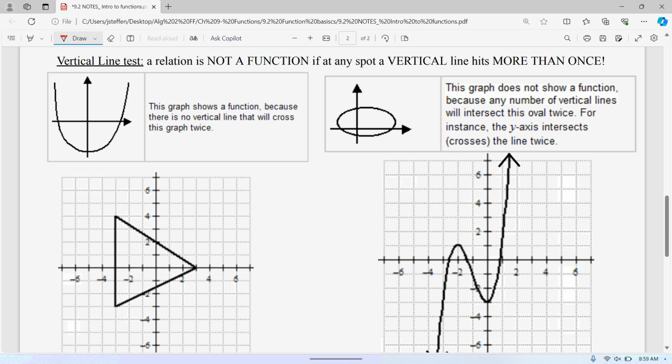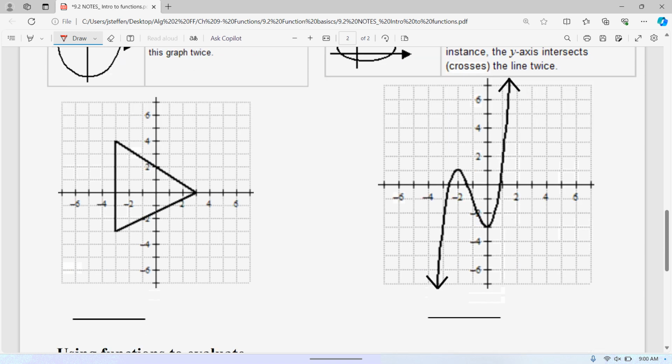This one's not a function because it only takes one spot, but all these spots over here hit twice. You hit twice, you hit twice. I guess there's maybe a point over here that hits once, but it doesn't matter. At any point in the graph it hits more than once, it's not a function. So if you look at the two examples we have, this first one is not a function. If you draw a vertical line just about anywhere, it hits more than once. And this one is a function. No matter where you draw your vertical line or where you drag that vertical line across, it only is going to cross once. So this one is a function.